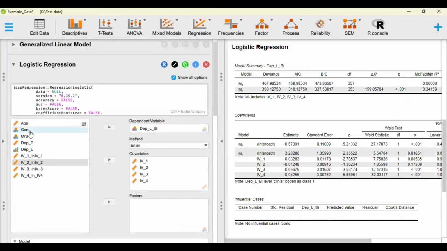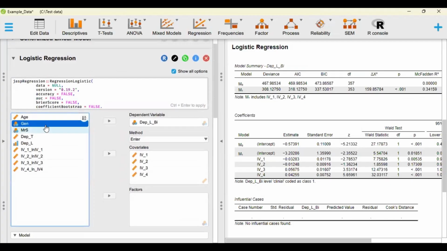Now imagine that this time I want to control for the confounding effects of gender and marital status as my covariates. If I want to do that, the only thing I need to do is add them as additional predictors. So for that, I consider, are they categorical or continuous?